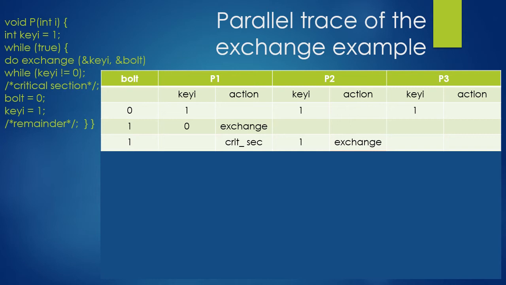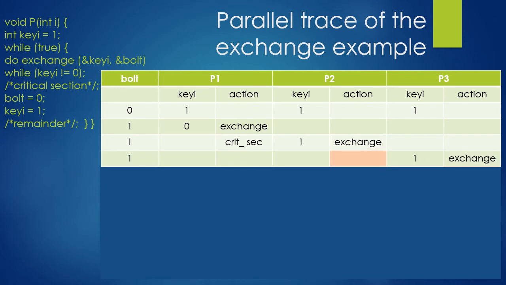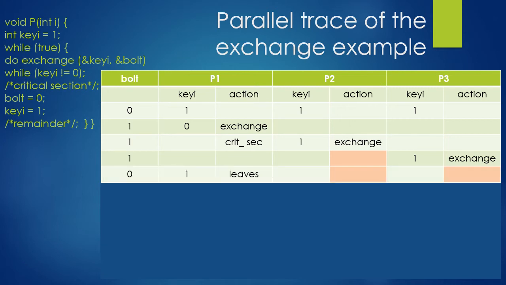After P1, we assume P2 exchanges its key I with bolt. Both variables are 1 and P2 is caught in the do while. So P2 is busy waiting. We assume P3 exchanges its key I with bolt last. Both variables are 1 and P3 is caught in the do while. So P3 is busy waiting.